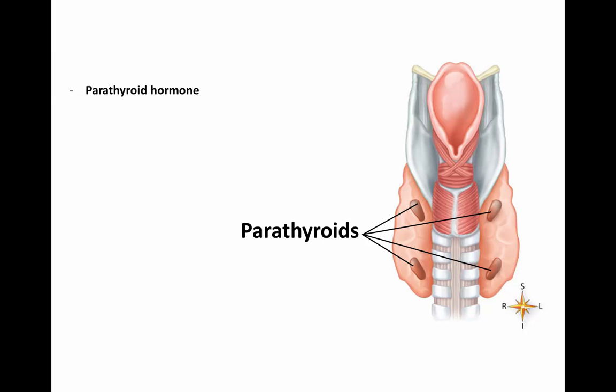The hormone released by the parathyroids is parathyroid hormone. Parathyroid hormone is released in response to levels of calcium in the blood being too low. It increases blood calcium levels by stimulating osteoclasts in the bone, which causes the breakdown. The bone is being demineralized.